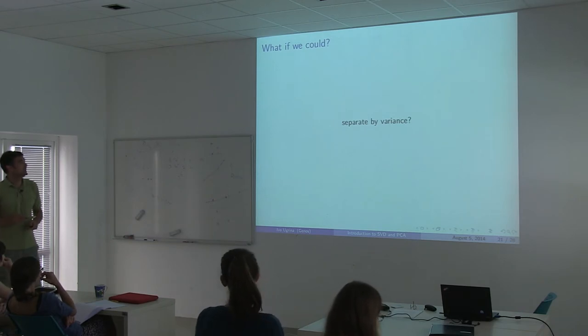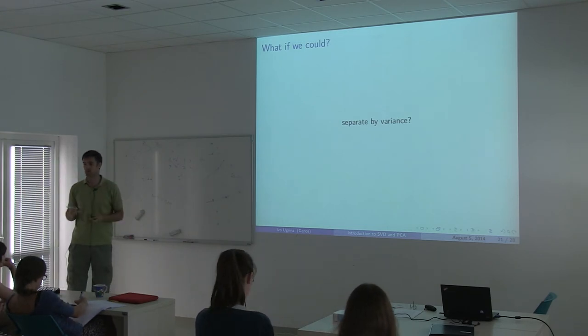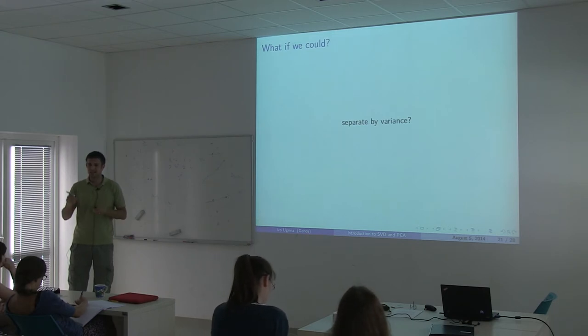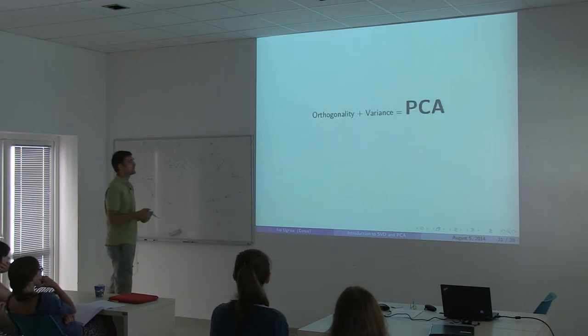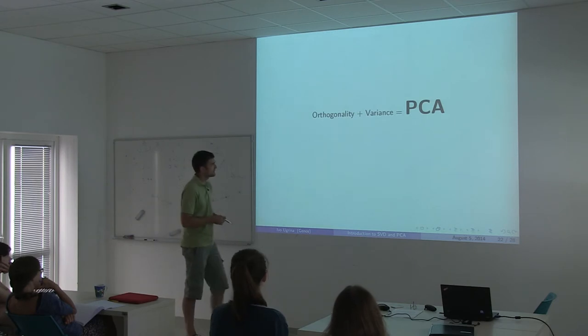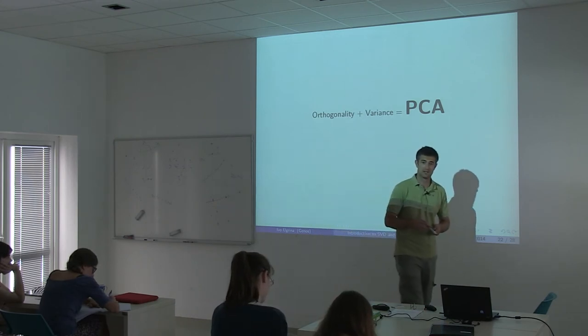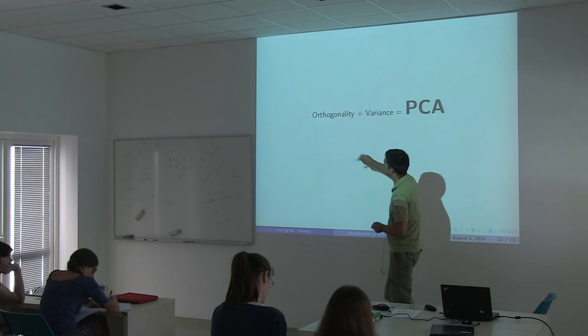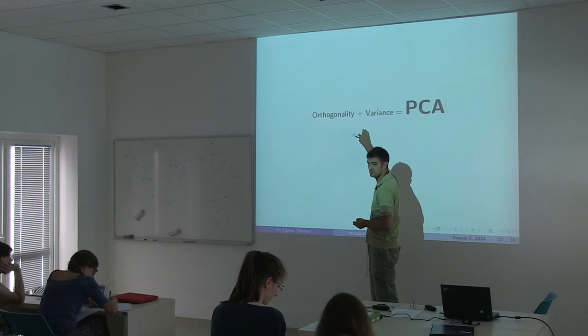So the question is, what if we could separate our points in space based on that new variance structure? Not just on measuring distance between points, but taking into account different interactions of different variables. It could be useful, right? And we can do that. But first, we need to introduce some things. Basically, if we do something like that, we're going to call it PCA, principal component analysis. And it's going to consist of orthogonality between different vectors and the idea of splitting by variance.